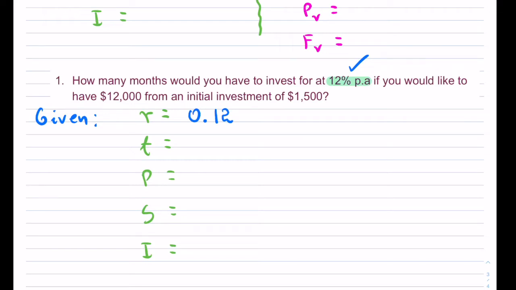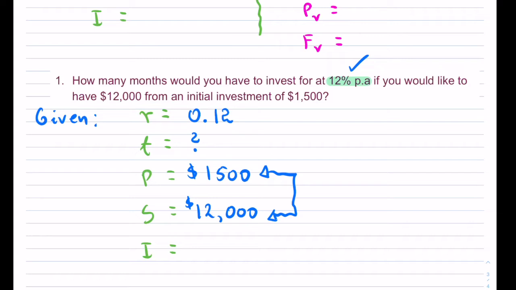$1,500. So those two numbers: I would like to have 12,000. That's my future value. My present value is $1,500. Now, how many months means I am looking for T. I do not know this. Because these two things are given, I know the future value and the present value.